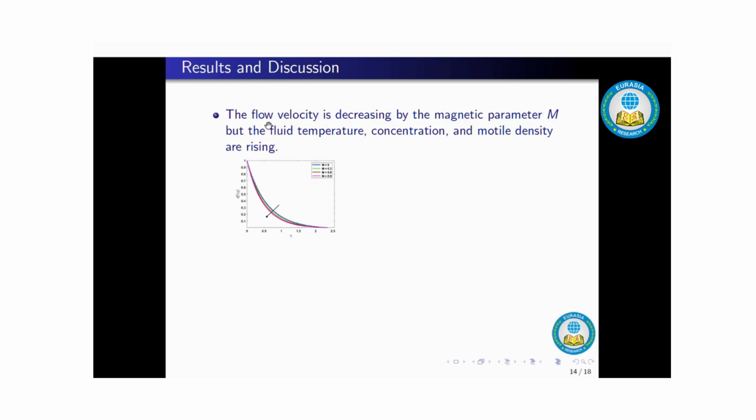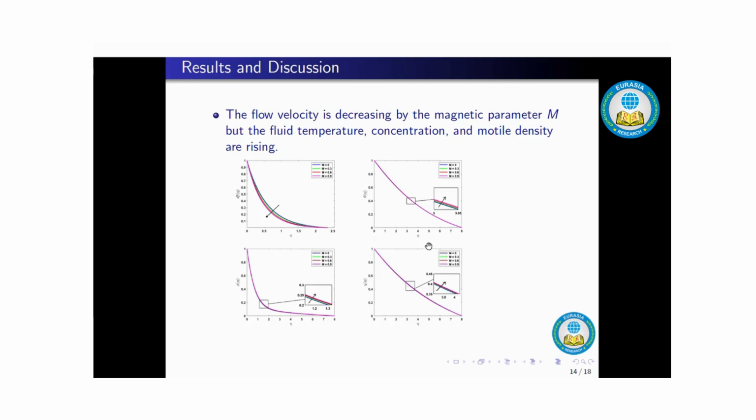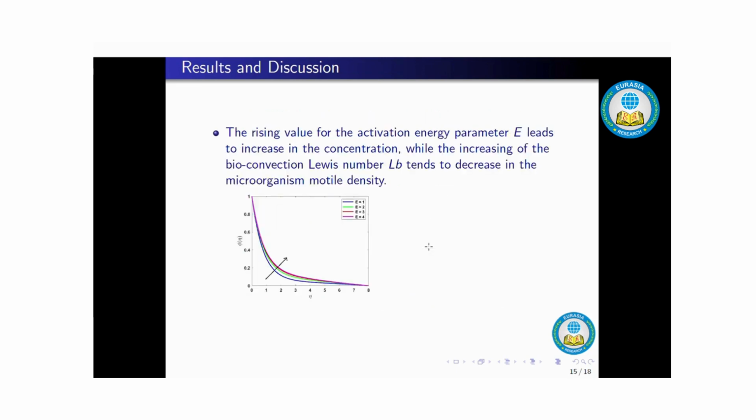We have here that the fluid velocity is decreasing with the magnetic parameter M, but the fluid temperature, concentration of nanoparticles, and motile density of microorganisms are rising. Here we have that the rising value of the activation energy E leads to an increase in the concentration of nanoparticles, while increasing the biconvection Lewis number Lb tends to decrease the microorganism motile density.